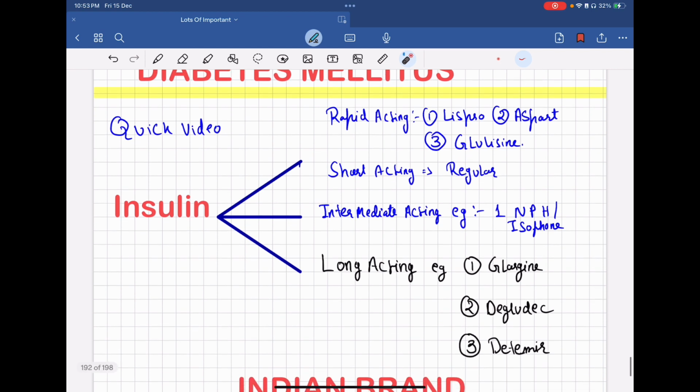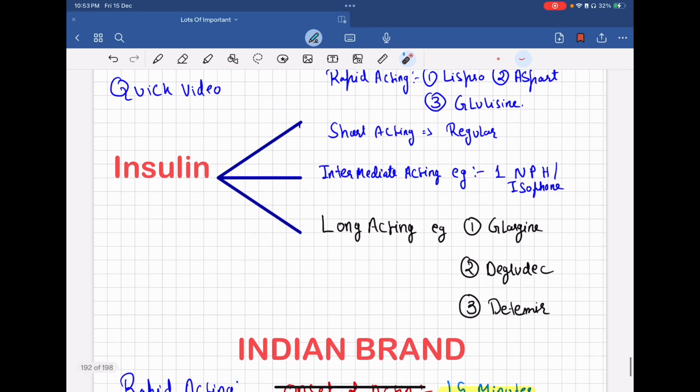So let's go. Insulins are of four categories: 1, 2, 3, 4. The first one is rapid acting, and examples are Lispro, Aspart, Glulisine. The short acting one is human regular insulin. The third one, intermediate acting, is NPH, or neutral protamine Hagedorn, or isophane insulin. Long acting ones are Glargine, Degludec, and Detemir.